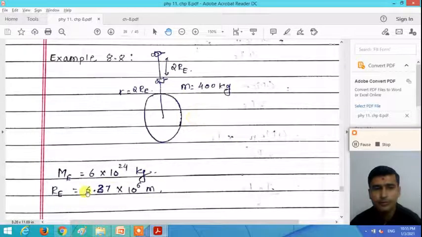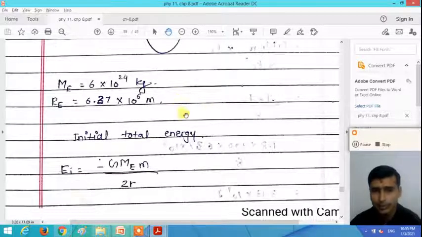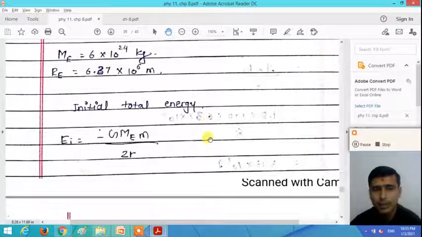Radius of the earth we take as 6.37 × 10^6 meter, and the satellite is revolving in a circular orbit having distance from the center of the earth r equal to 2RE. Now, initial total energy. What is the total energy? Formula of the total energy: E is equal to minus G ME m divided by 2R, right? That is the sum of the potential energy and the kinetic energy. So the initial total energy EI is equal to minus G ME m divided by 2R.